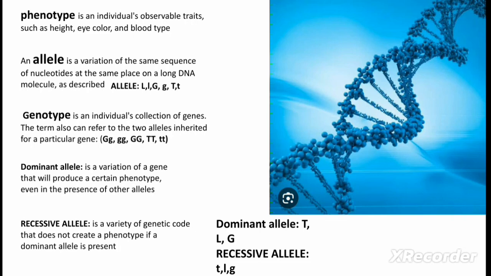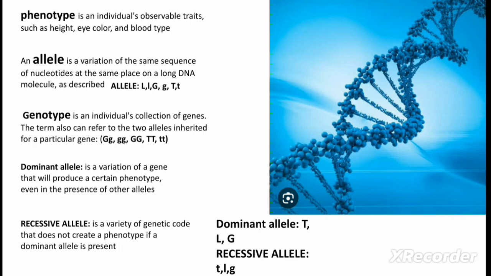Now let's move on to genotype. Genotype is an individual's collection of genes. The term can also refer to two alleles inherited for a particular gene. So genotype, in simple terms, is just two letters combined together, two alleles combined together. So that is a genotype, right?